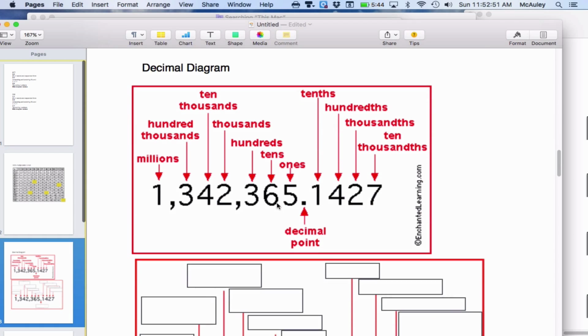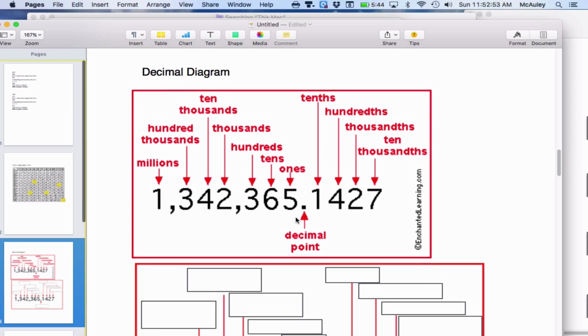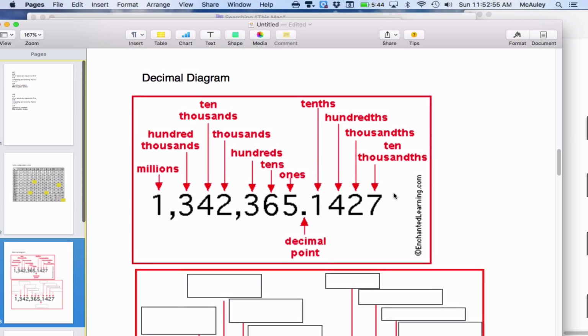Because we talked a lot about decimals in this section, I showed them this decimal diagram, which I got from the internet. And you can see that stuff to the right of the decimal is mirrored in what you see on the left, with one exception. For example, there's tens and tenths, hundreds and hundredths, etc. But you've got ones on this side, and you've got no ones on this side. So it's mirrored except for the ones.